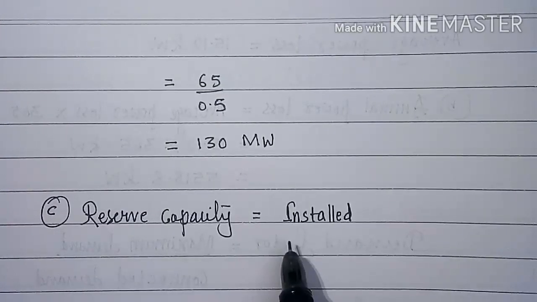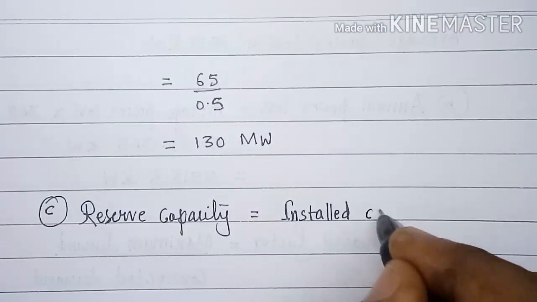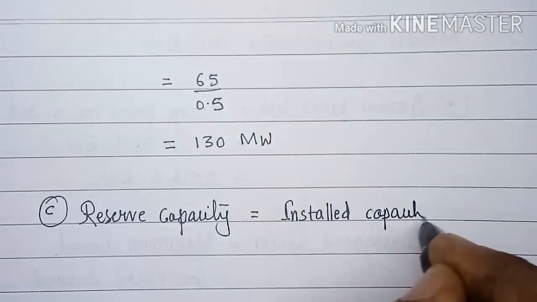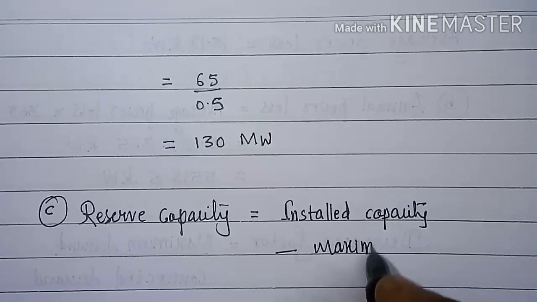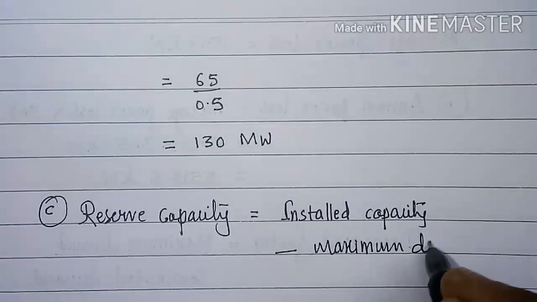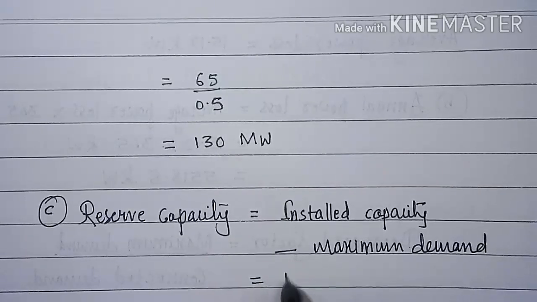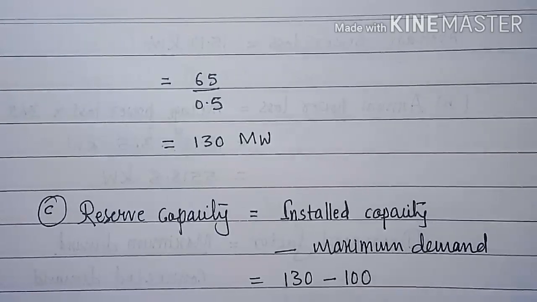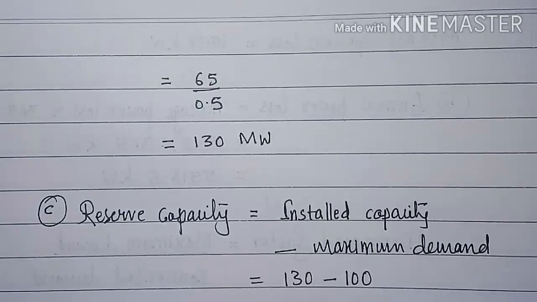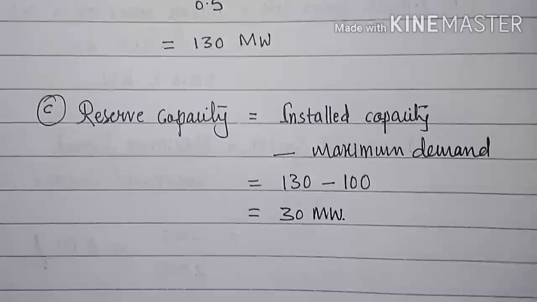C, we have to calculate reserve capacity. Reserve capacity is installed capacity minus maximum demand. That is 130 minus 100 equal to 30 megawatt.